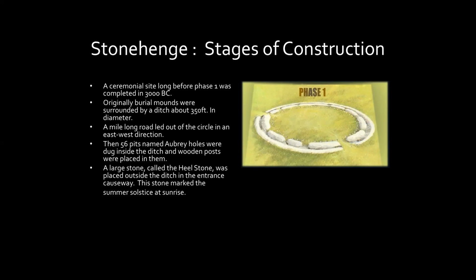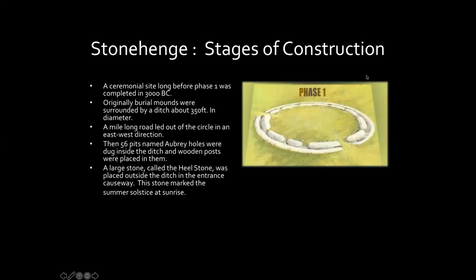So a large stone called the heel stone was placed outside the ditch in the entrance causeway. This stone marked the summer solstice at sunrise. So that's a convenient thing for an agricultural society to know, basically to be able to mark seasons. So kind of early calendars, looking at the stars and the sun to be able to figure out what the seasons were, are one of the earliest jobs that you see in agricultural societies, because it happens to be important. It can allow you to be more effective agriculturalists.